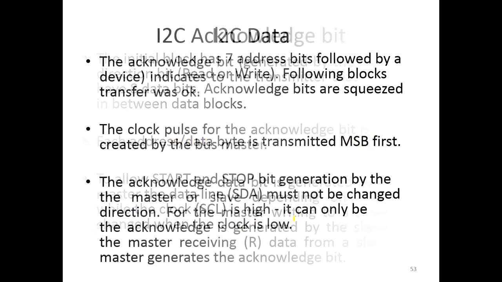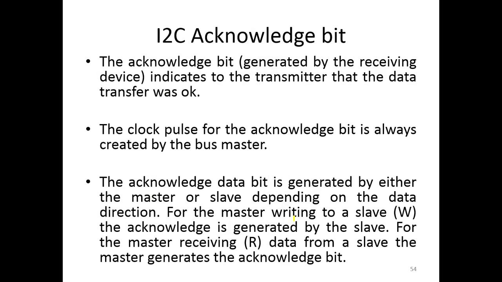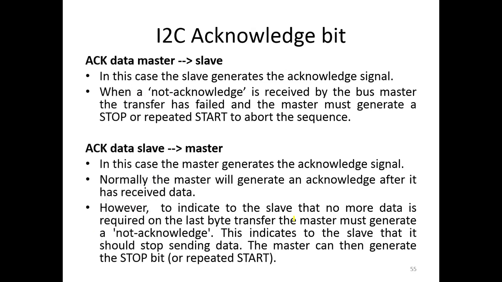We have seen the start condition and the stop condition. Now for the acknowledgement bit, if the master is sending to the slave, the slave will send the acknowledgement. If the slave is sending the data to the master, then the master has to generate the acknowledgement. So for the acknowledgement from the master to the slave, the slave generates the acknowledgement signal because the master is sending to the slave.